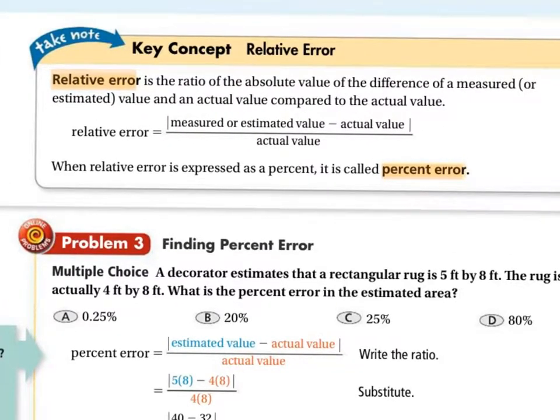So it says it's the absolute value of the measured or estimated value minus the actual value, divided by the actual value. So it's really kind of like we did with the percent change. It's how much did it change compared to what it actually was. When we get that answer and change it to a percent, it's called percent error. So percent error is mainly what we're going to be dealing with here.